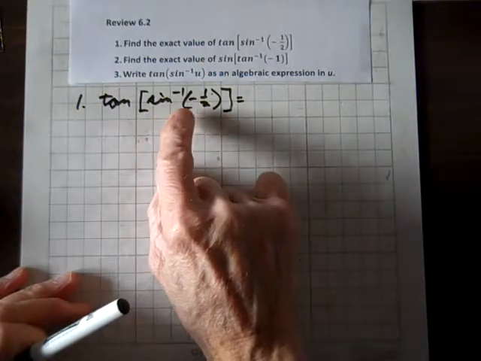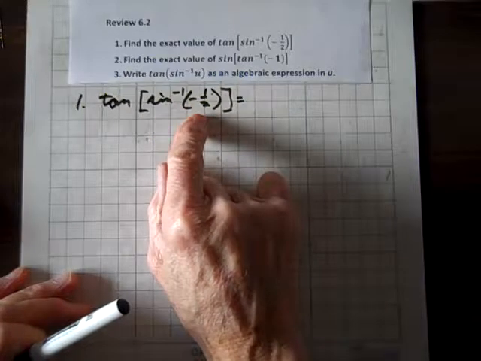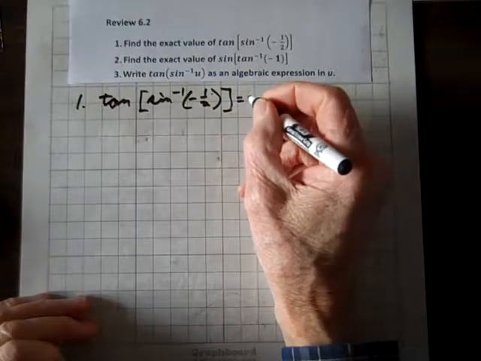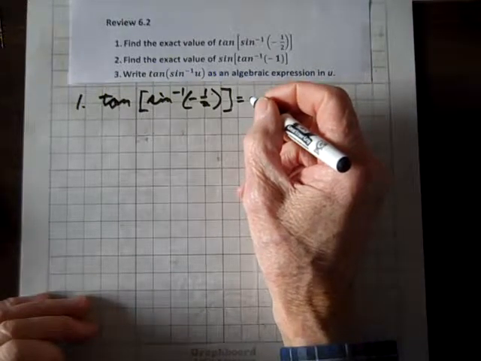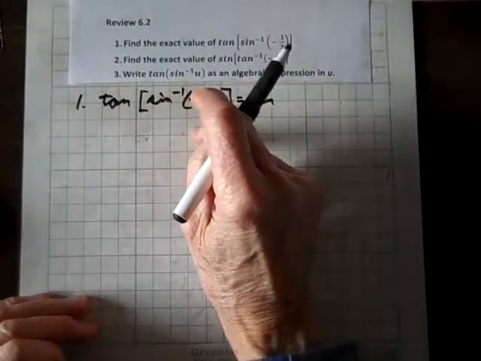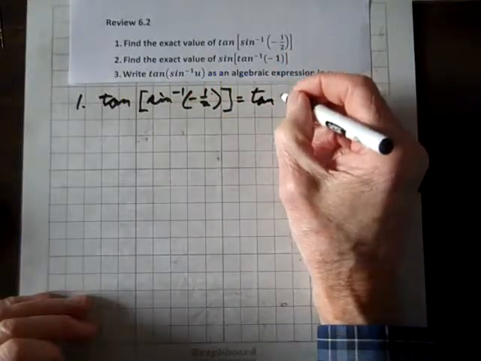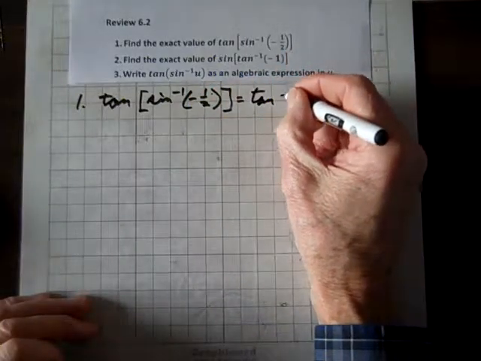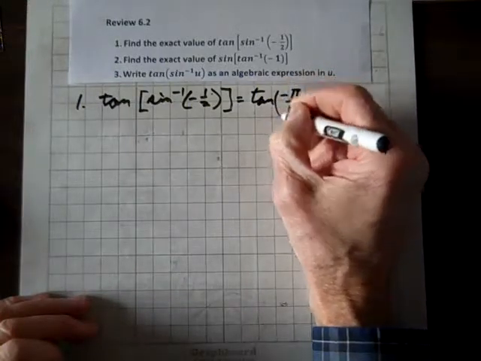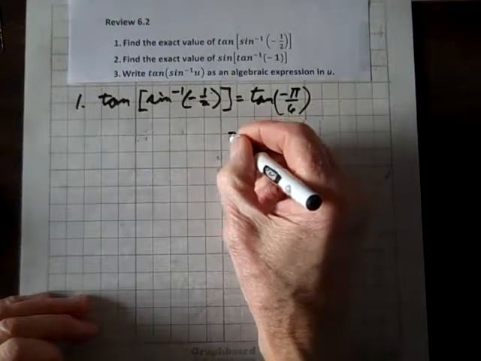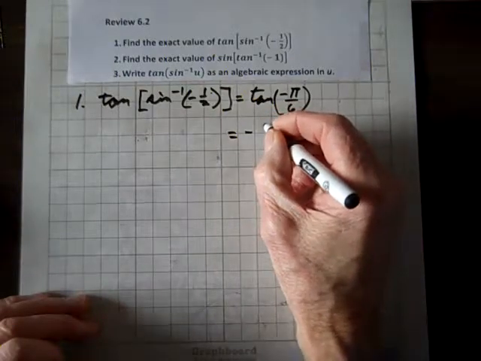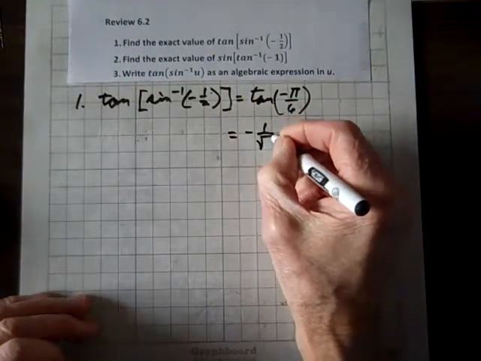And the reference angle is pi over 6, because sine of pi over 6 is 1/2. And since it's in the fourth quadrant, it's going to be negative pi over 6. So the inverse sine of negative 1/2 is negative pi over 6. Now we're finding the tangent of negative pi over 6, and that's going to be negative 1 over root 3.